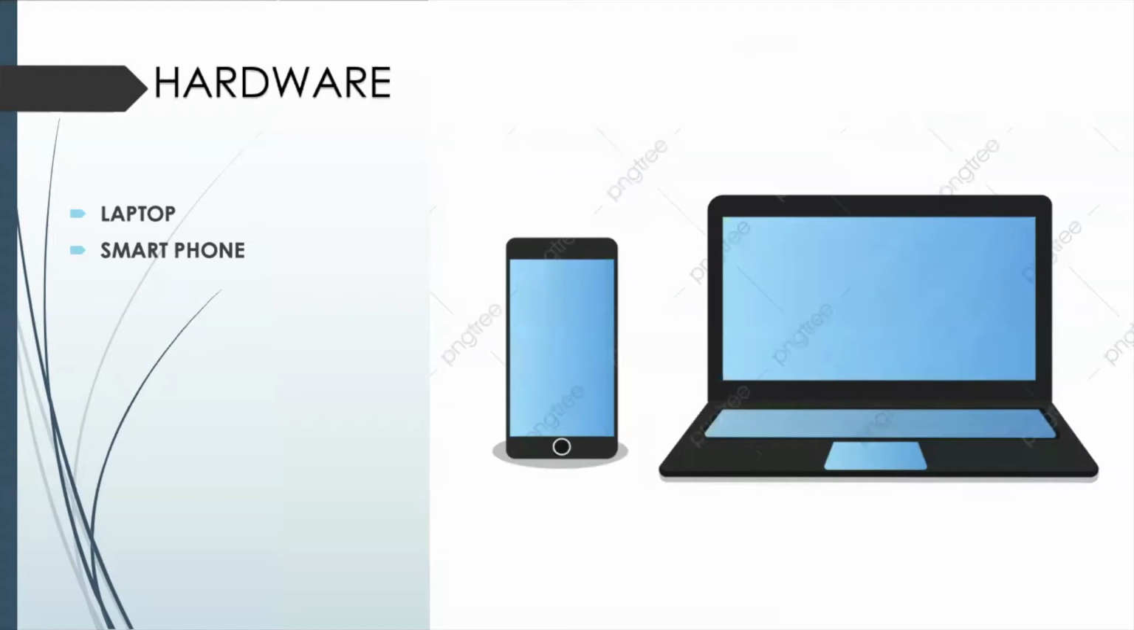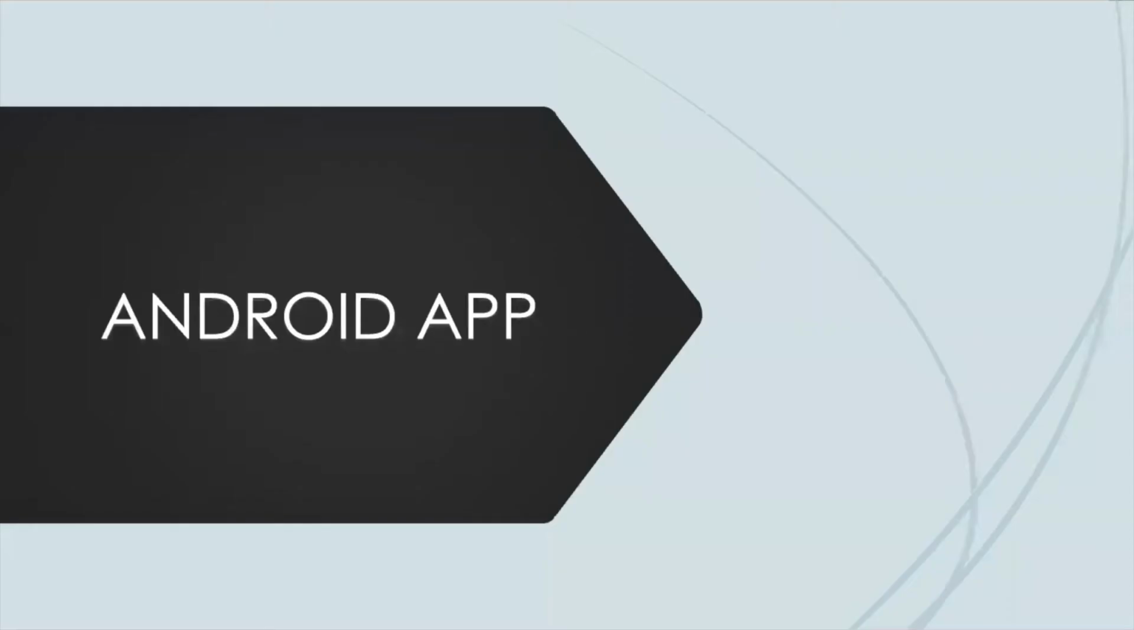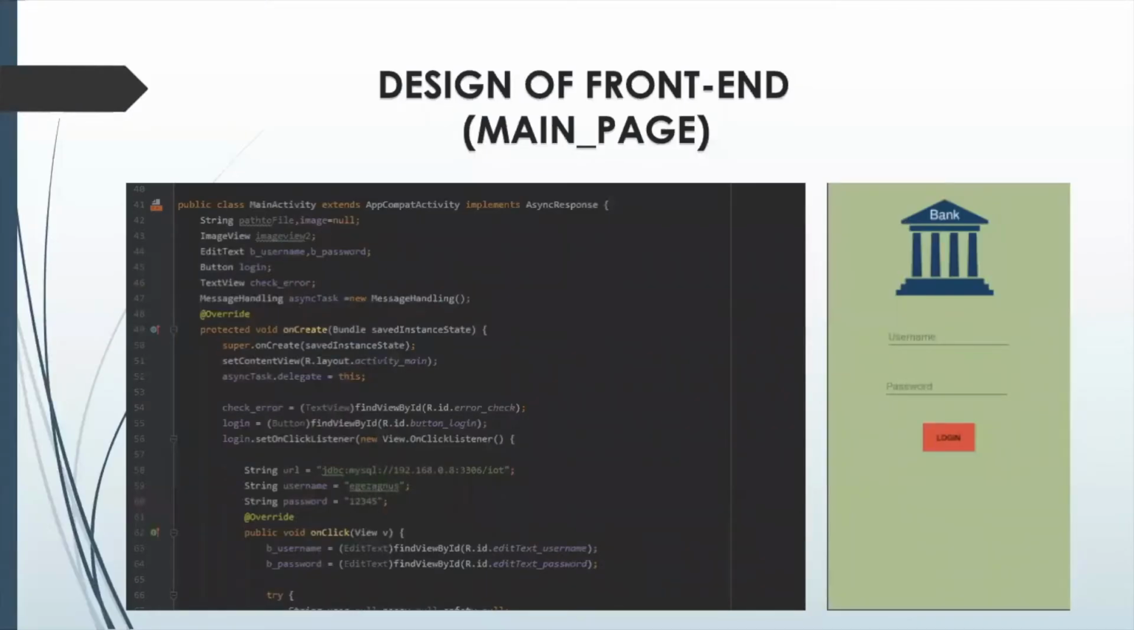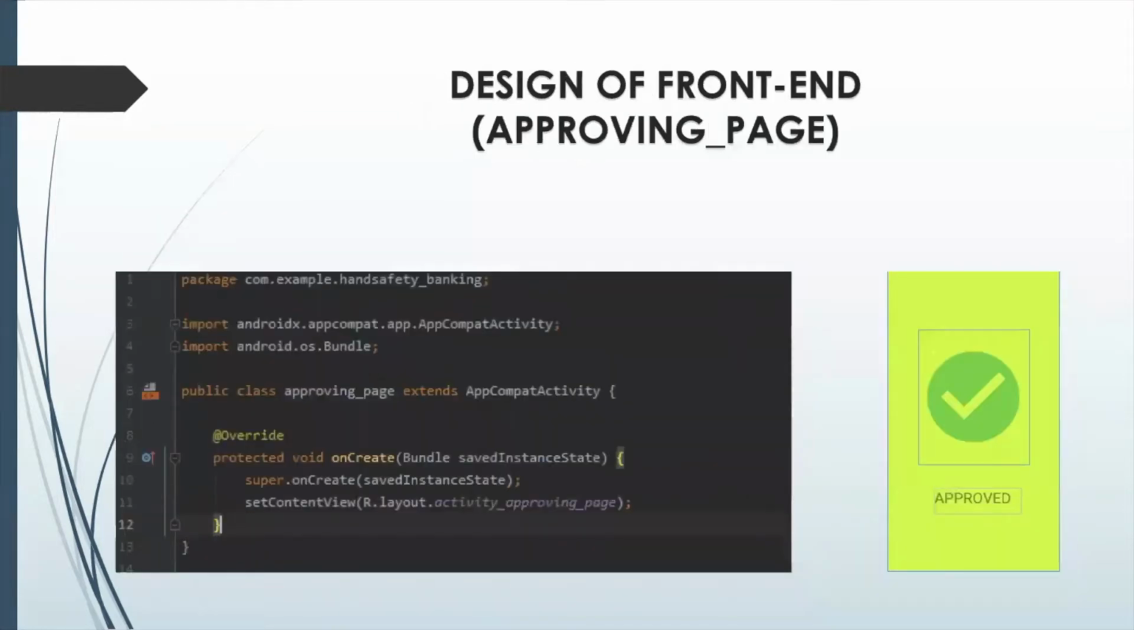Now, I present our hardware. We use an Android phone and a laptop. In the Android app, you can see here a piece of code of the login page and the layout of the page. There are two text boxes for the user to enter their credentials and a button to log in. Here you can see again a piece of code of the approving page and the layout of the page. This page is displayed when the user accesses the app and account correctly.